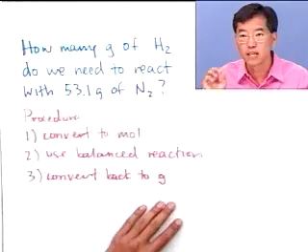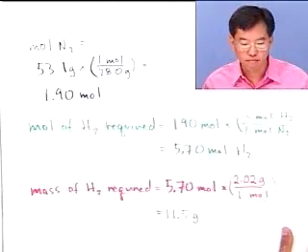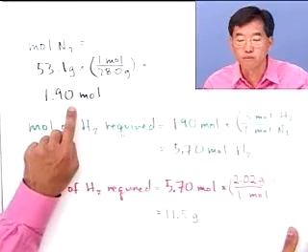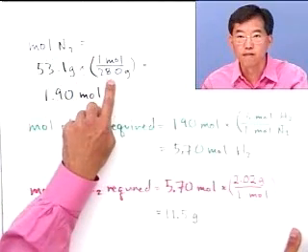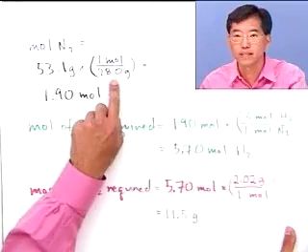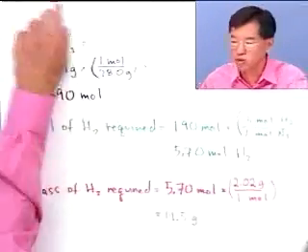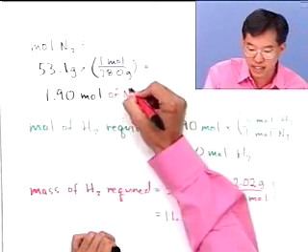And the key is moles, moles, moles. It has to be in moles. All right, so three-step process. First, we figure out how many moles of N2 we have. It's 53.1 grams times the conversion factor for the molar mass of N2, which is 1 mole over 28.0 grams. So that gives us 1.9 moles of N2. Let's put that in to remind us.